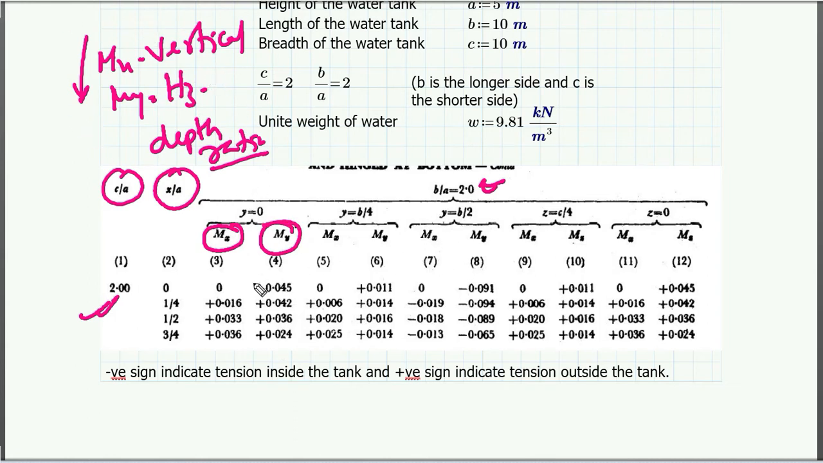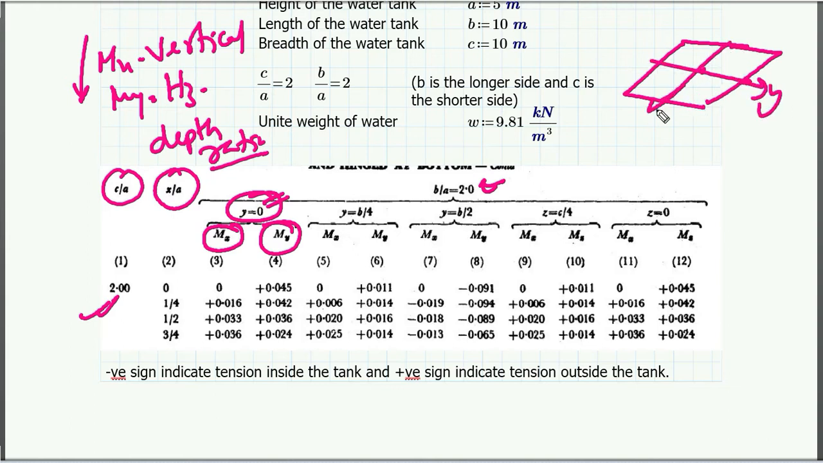If you look closely, for y equal to 0, what does it mean? We know the origin is at the center, right? This is y, this is z, this is x. So y is 0 means at the center of the water tank, at the midpoint. Y is b by 4 means somewhere at the mid of this, and b by 2 means here. This is the b by 2 location, because if the whole length is b, then as the origin is the center, this is b by 2 and b by 2.